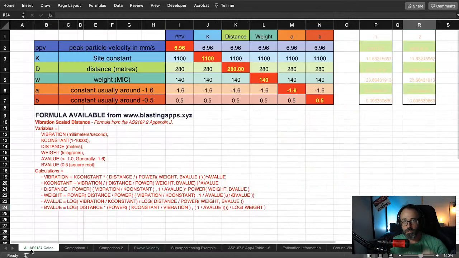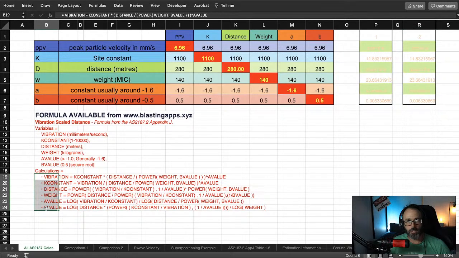So I want to go to this table now, and we're going to look at what we've got. Now, these formulas that I've got in these cells 19 to 24, you can go and grab. They are on my Blasting Apps website. The link's in the blurb on this video. If you expand the comment blurb, you'll see at the bottom of the video where to go to get these calculations, and then you can just plumb them in, and you too can have a spreadsheet like this.